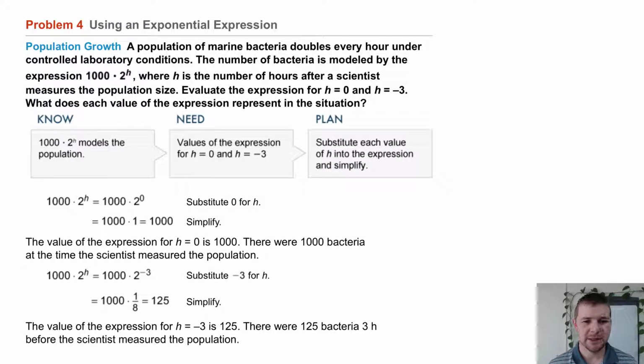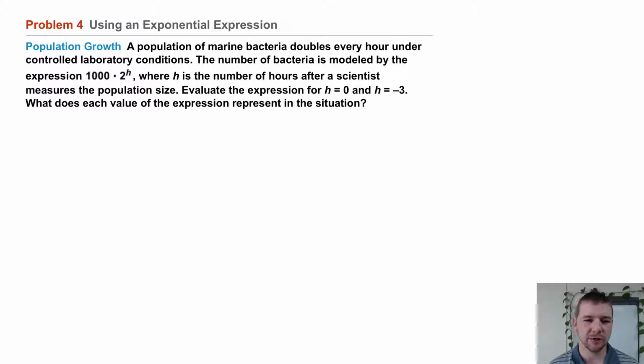Problem 4, using an exponential expression. This one's with regards to population growth. A population of marine bacteria doubles every hour under controlled laboratory conditions. The number of bacteria is modeled by the expression 1,000 times 2 to the h power, where h is the number of hours after a scientist measures the population size.